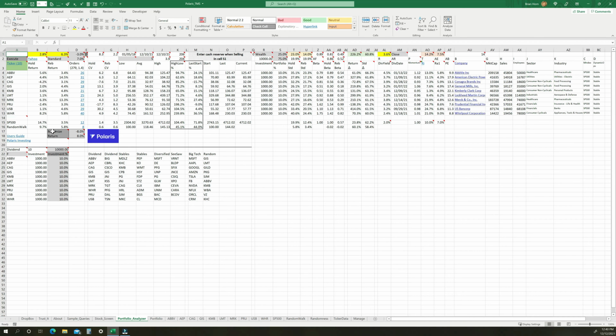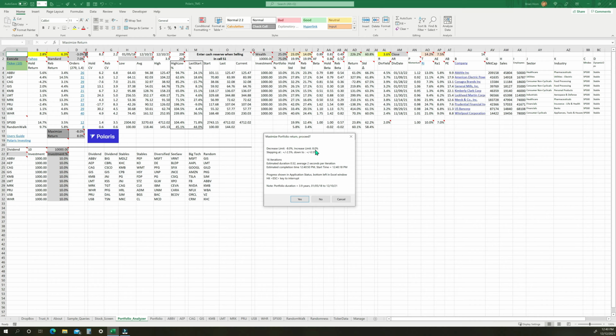All right, let's run the maximize return. Click on the cell. A pop-up appears telling that it's going to run from -8% up to 8% stepping at 2.5%, and then finishing up at 0.5%. Then some other details about how long it's likely to take. If the user agrees to that, they select yes.